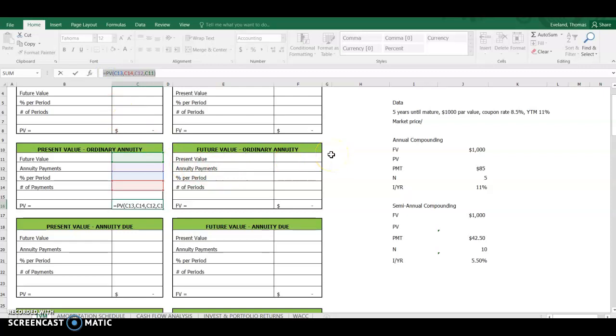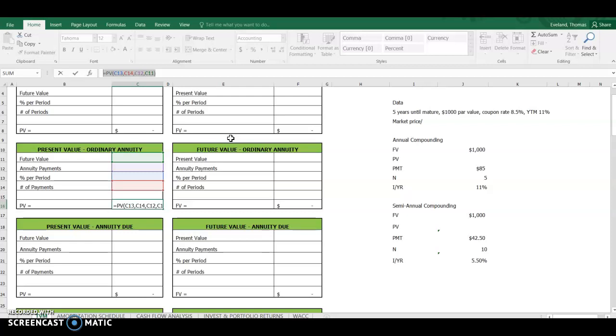I'm going to go through two quick examples, one with annual compounding and one with semi-annual compounding, so you can see what that looks like. And that can be taken all the way out to quarterly, weekly, daily compounding. But just to give you a second to see what we're working with, we're using the present value formula in Excel. This present value function has a future value, which is going to be our par value of the bond, and also an annuity payment, which is going to be a payment.